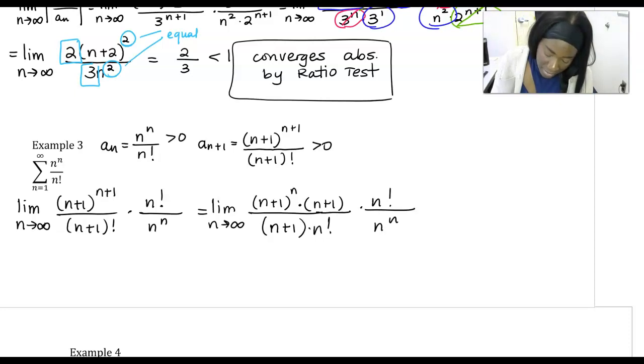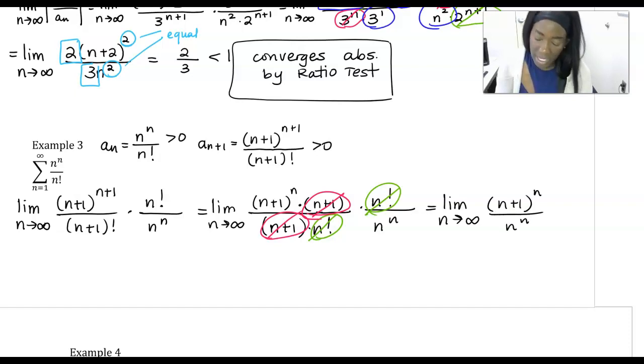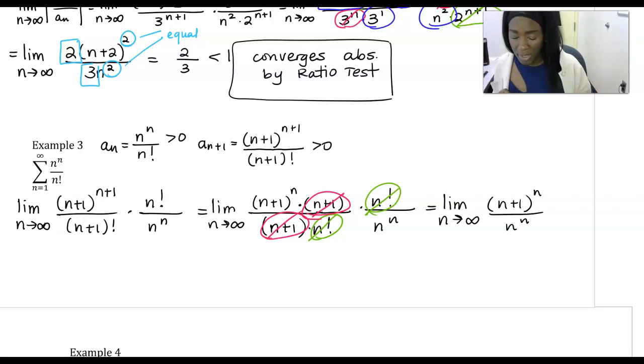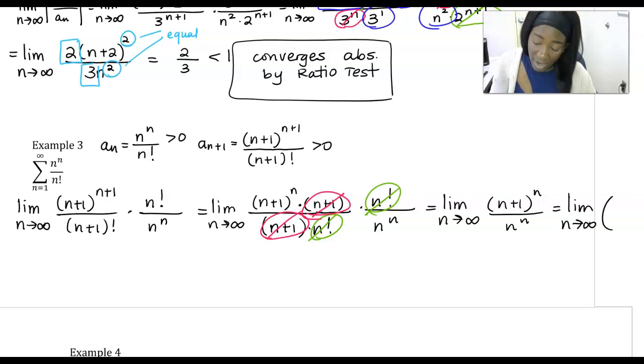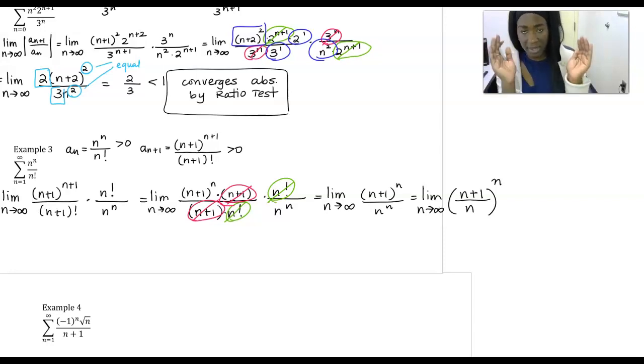So what cancels here is this n factorial cancels with that n factorial, and then this n plus 1 cancels with this n plus 1 in the denominator. And what we're left with is the limit as n approaches infinity of n plus 1 to the n divided by n to the n. Notice that both the numerator and the denominator have an exponent of n. So I could combine this into simply one fraction of n plus 1 over n, which is all raised to the n power, because we would apply the exponent to everything in the numerator, and we would apply the exponent to everything in the denominator, which is the exact same thing that we had.